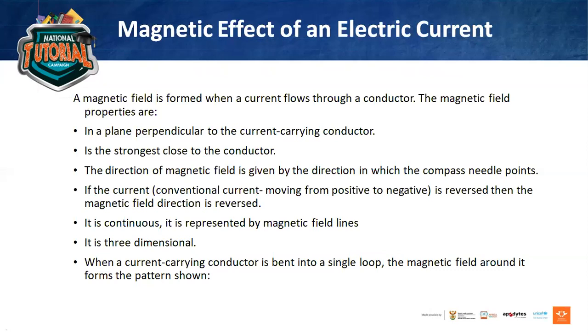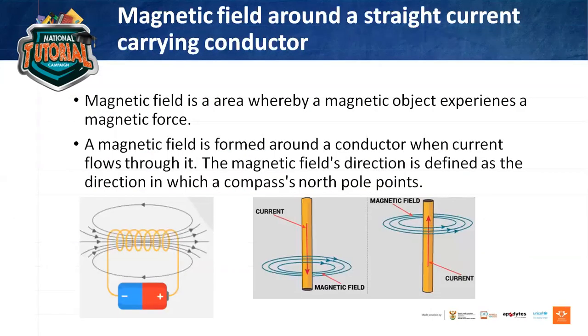So a magnetic field is formed when a current flows through a conductor. The magnetic field properties are as follows. Number 1, in a plane perpendicular to the current carrying conductor, number 2, it is the strongest closest to the conductor. What does that mean? It means that if this is your current carrying conductor and this is your magnetic field, it's going to be the strongest. This first line here, your magnetic field is going to be the strongest here at the beginning. Okay, closest to the current carrying conductor.